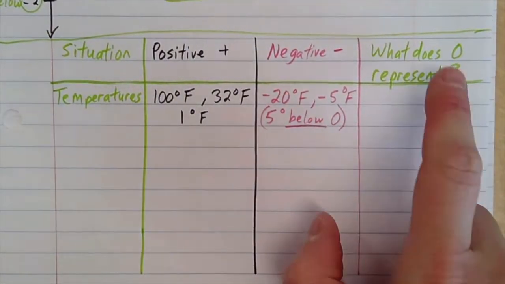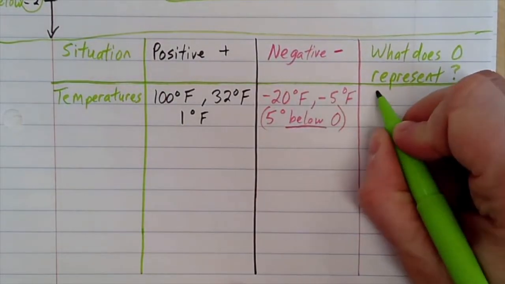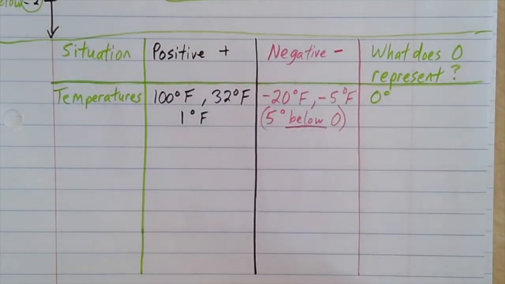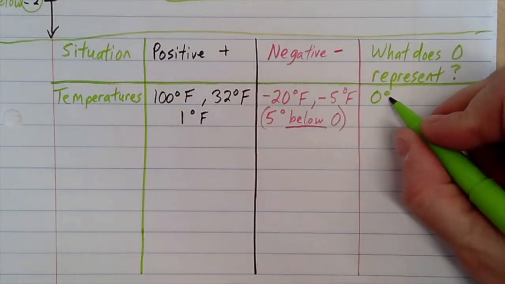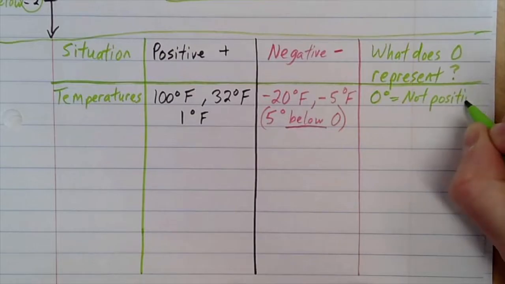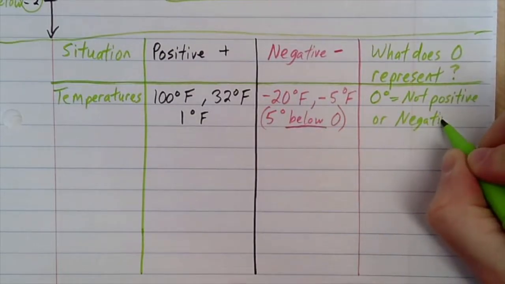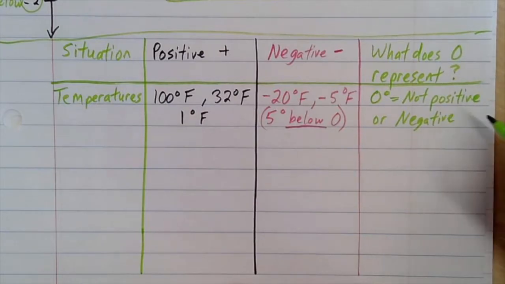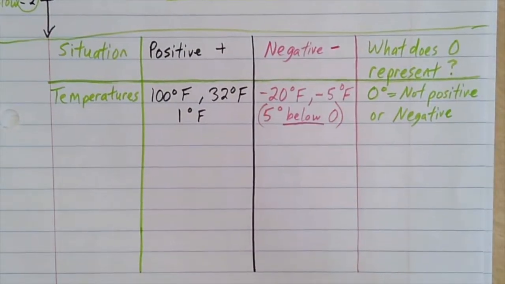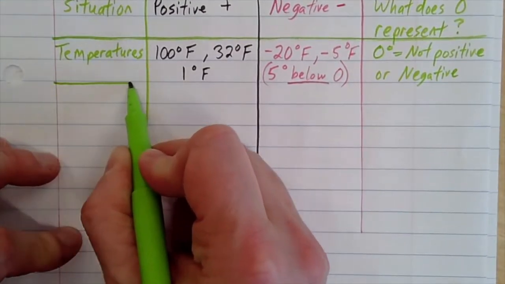So what does 0 represent with temperatures? What would 0 mean? 0 degrees. It's not positive, it's not negative, it's neither. So 0 is not positive or negative. It's neither. So 0 is kind of like in between. It's neither. Move my chart up and trace that.